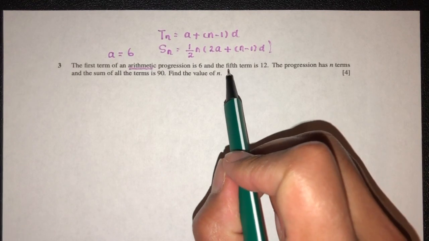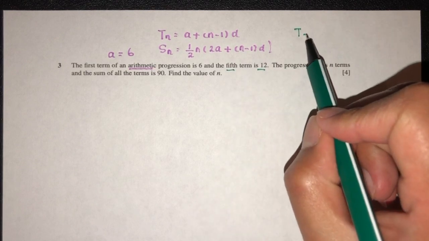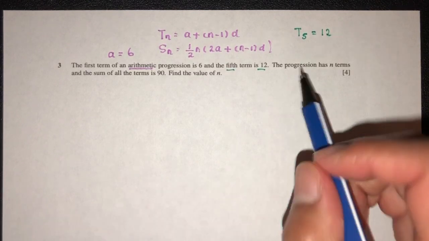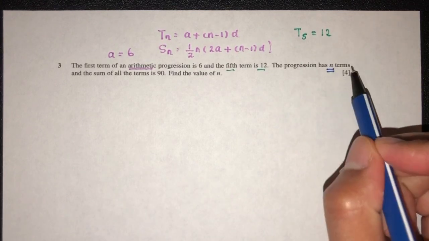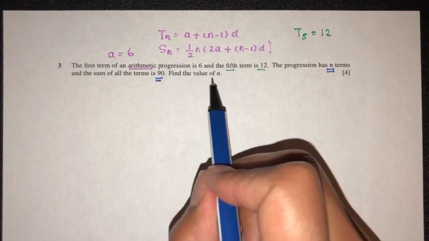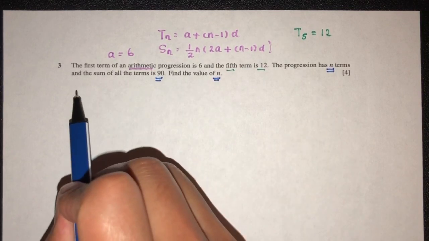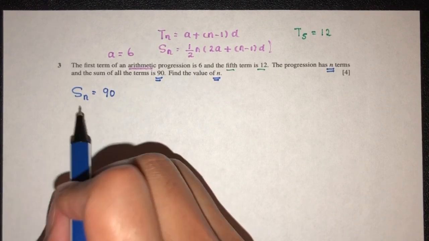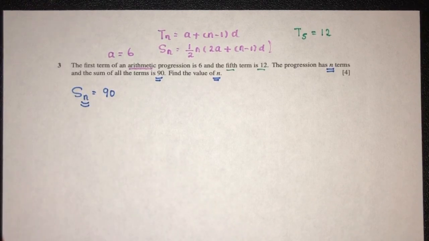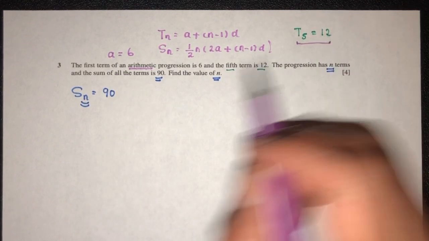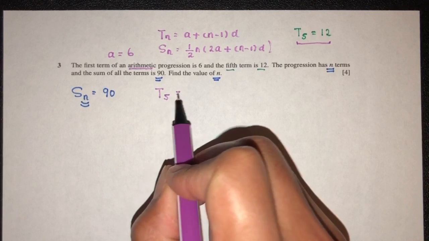Now the fifth term is 12, so fifth term, that will be 12. Okay, the progression has n terms, and the sum of all the terms is 90. Find the value of n. So the sum of the n terms will be 90, and we have to find the value of n. So step by step, we have this. We have to find something from this. The fifth term is equal to 12.